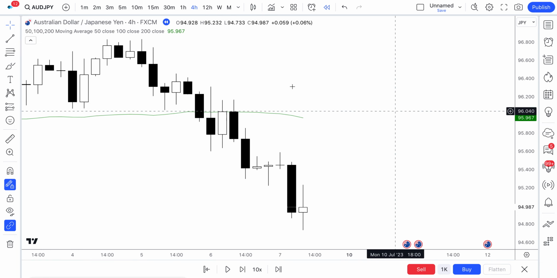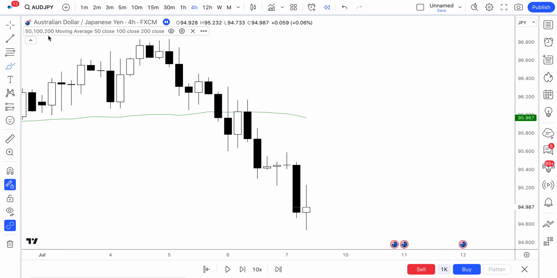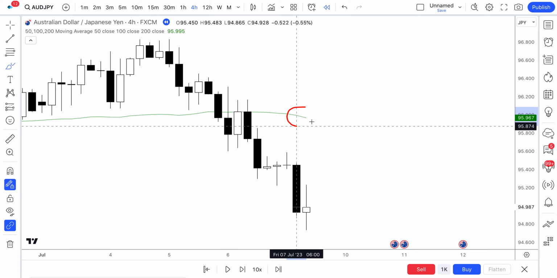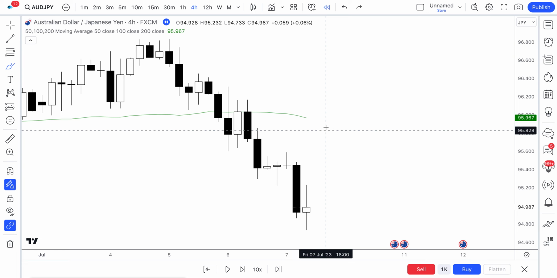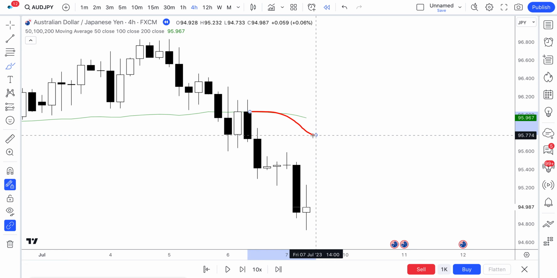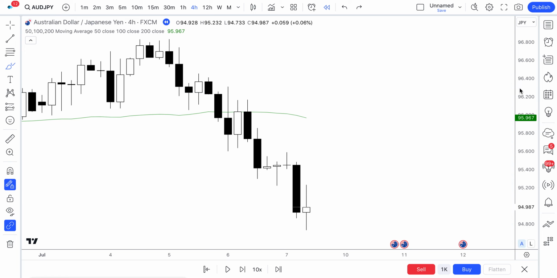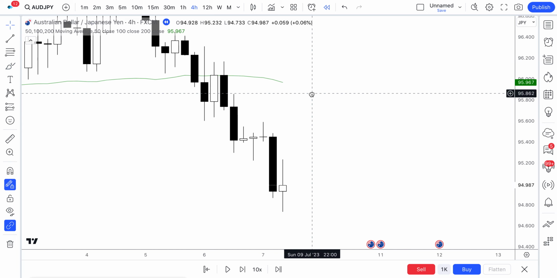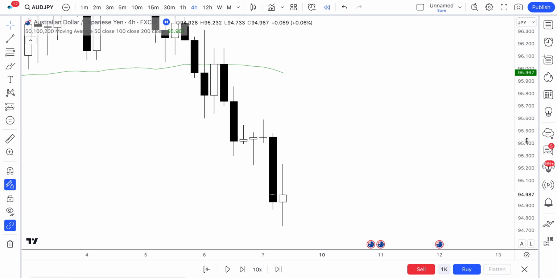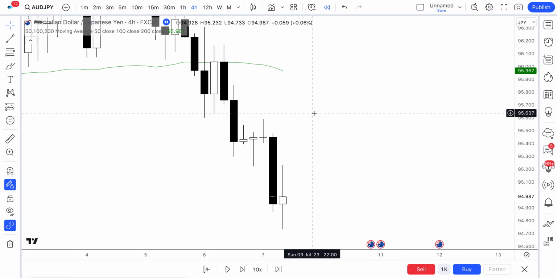Okay, so clearly in terms of moving averages, this is the 50 moving average. And you can see it's starting to slope to the downside. We're also below the 50 moving average on the 4-hour time frame, so that's an indication that we have some bearish momentum to the downside, and it is a confluence just to stack in our favor.